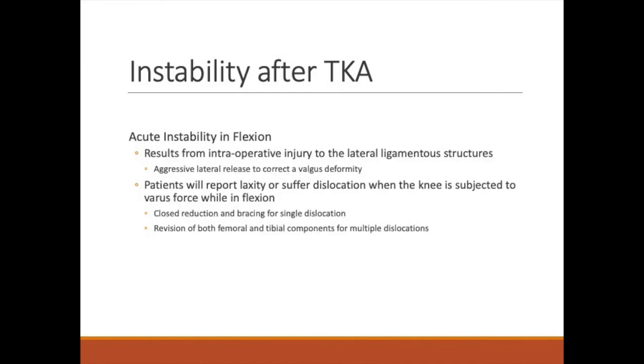Acute instability in flexion usually results from intraoperative injury to the lateral ligamentous structures, so aggressive lateral release to correct a valgus deformity, release of the popliteus tendon, or things like that. Patients will report laxity or suffer dislocation when the knee is subjected to varus force while in flexion. Closed reduction and bracing is used for a single dislocation, otherwise revision of the components for multiple dislocations, especially to constrained components.